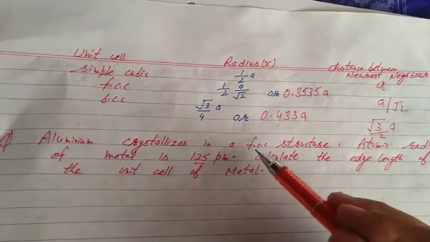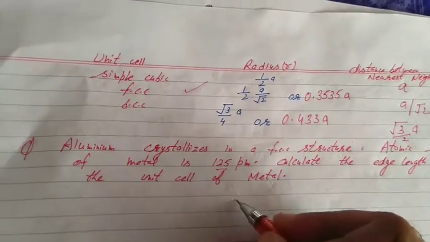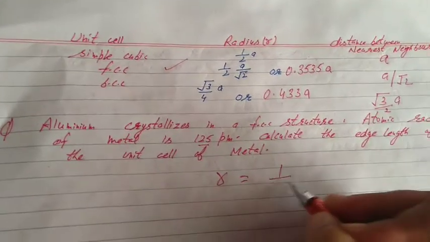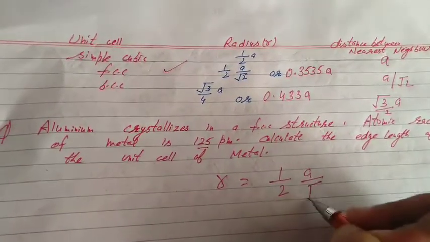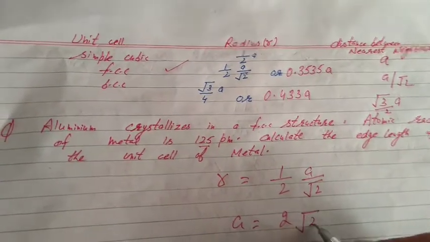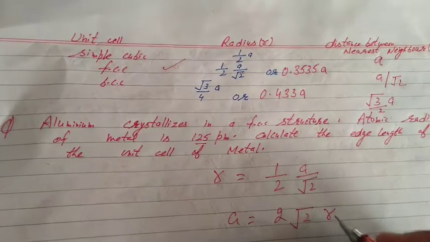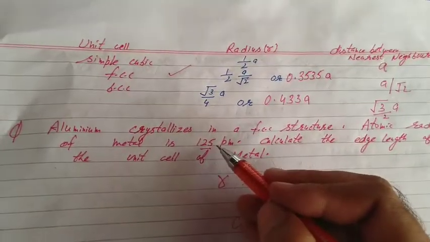If it is FCC system, we know for FCC system R is equal to half a upon root 2. We have to find edge length. A is equal to 2 root 2 R. 2 root 2 R, root 2 is 1.414, and R is mentioned in the question, 125 picometer.